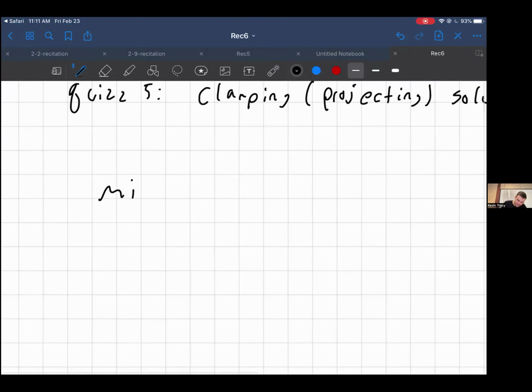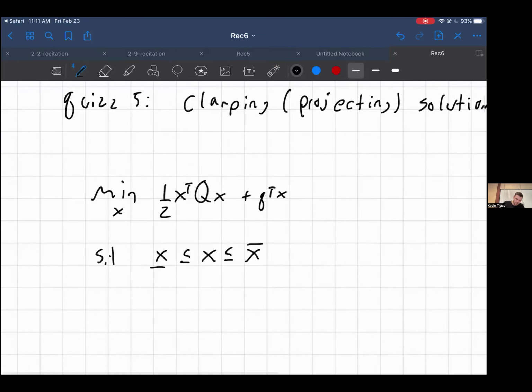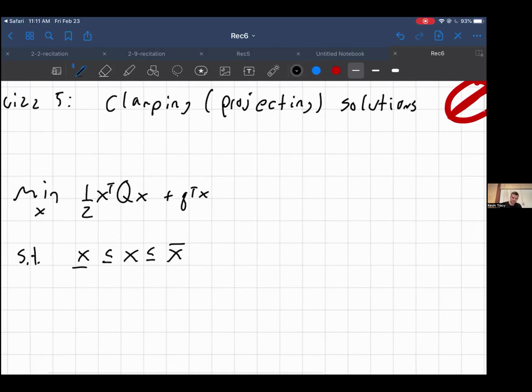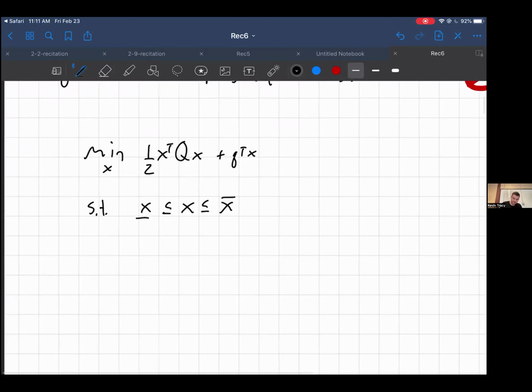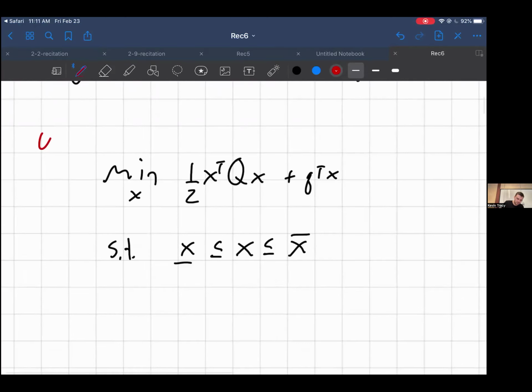If I have a min, say I'm minimizing some nice quadratic and I have some bound constraints, x up, x low. So a really naive way to solve the problem would be to go ahead and solve the unconstrained problem. So I'm going to make it very clear: do not do this.